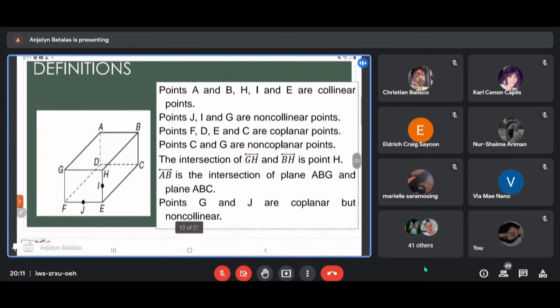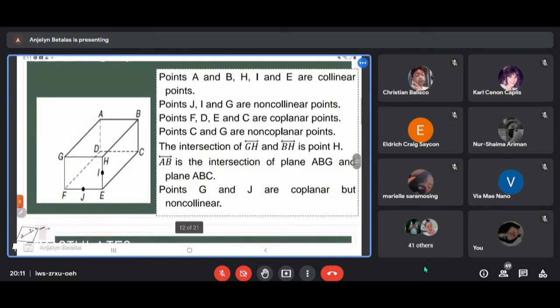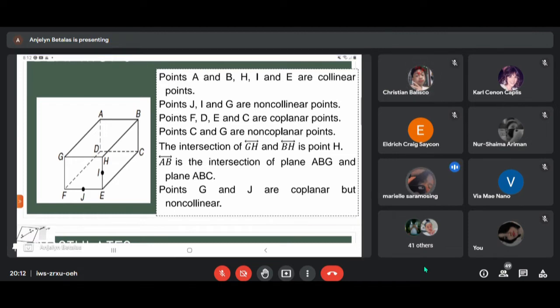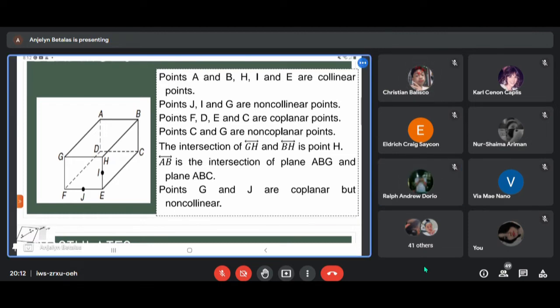You have there this illustration, a prism. The planes of the prism are plane ABCD, plane ADFG, plane CBEH, and plane EFGH. Follow? That is the figure.